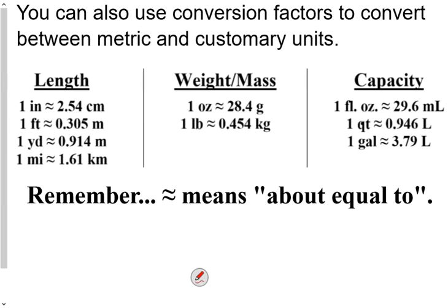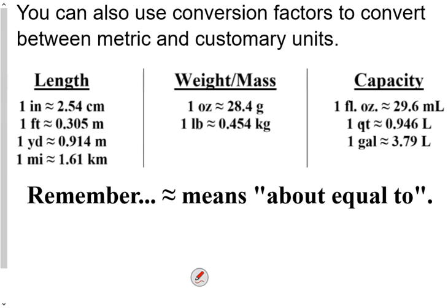Check and see if they're both metric. If they're both metric, then you're going to use the King Henry. If they're both customary, then you need to use one of the customary conversion factors. If one of them is customary and one of them is metric, then you need to use these conversion factors because that's going to give you the information that you need to convert between systems.